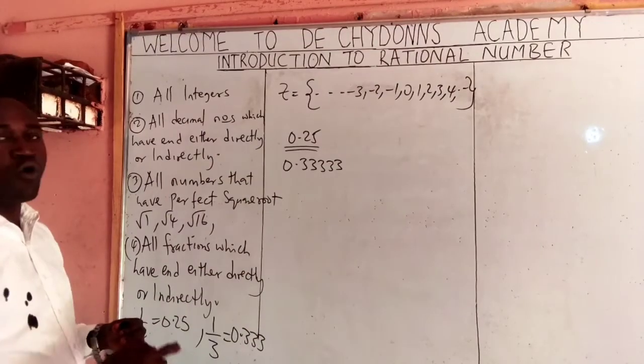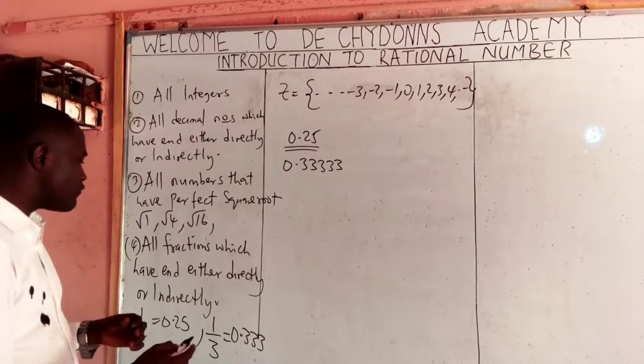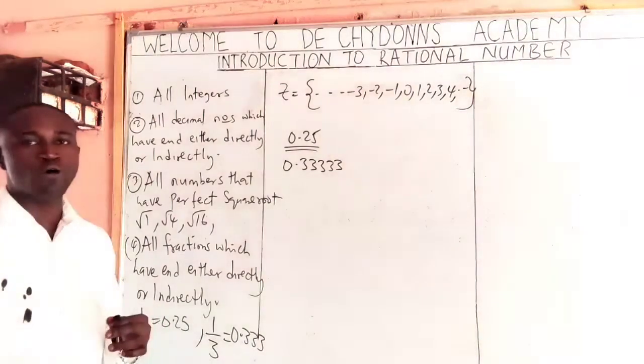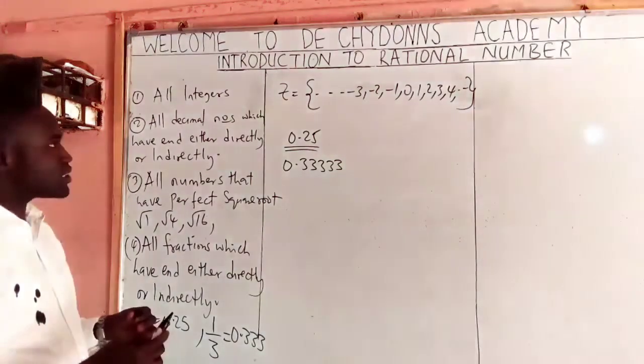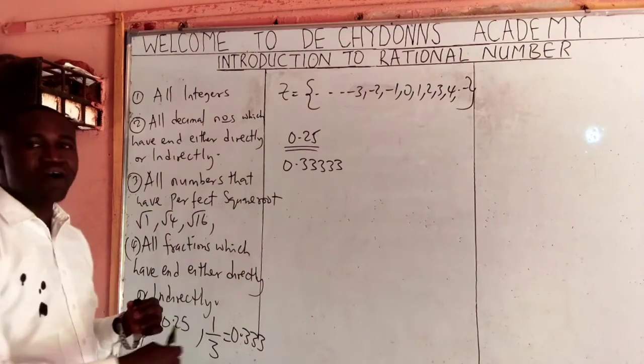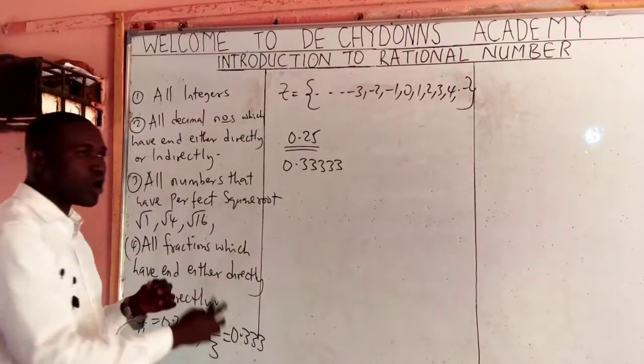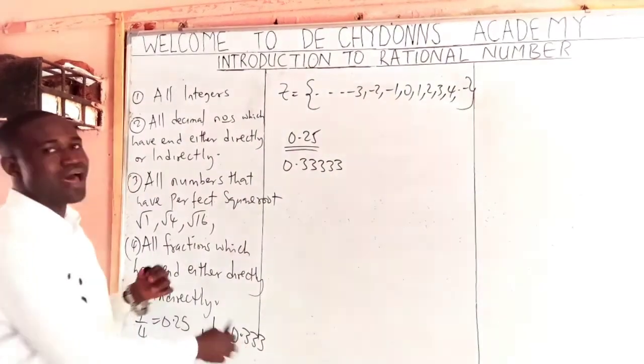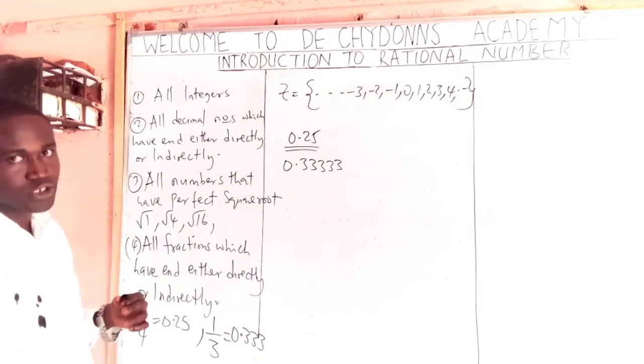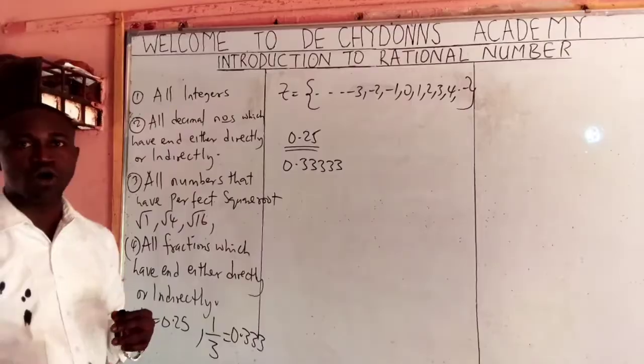So in the next video, we will be able to see how we can convert decimal numbers to fractions. That means numbers that have an end or that recur. We want to see how to convert ordinary decimal numbers and numbers that recur to fractions. So see the next video.